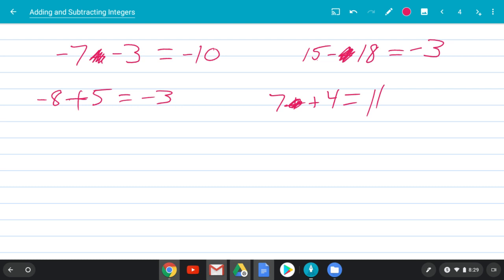All right, let's get a little more difficult. 13 plus a negative 21. Leo? Negative 7. Negative 8. Get rid of that positive. My answer is going to be negative because my larger number is negative. 21 minus 13 is 8. Is this helpful?